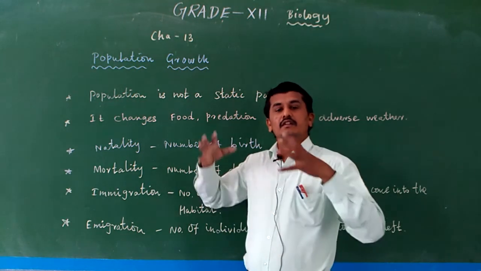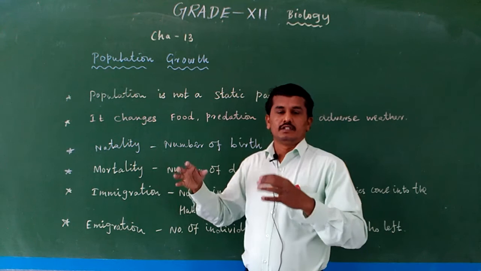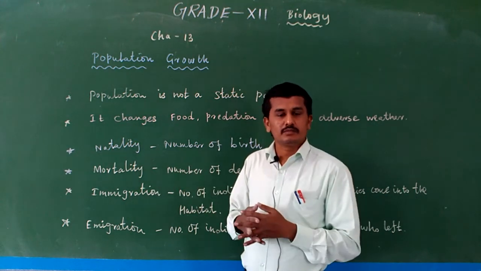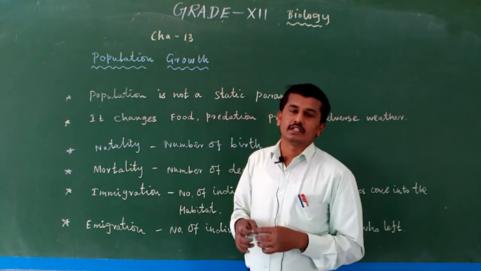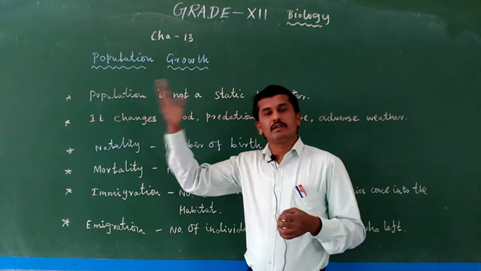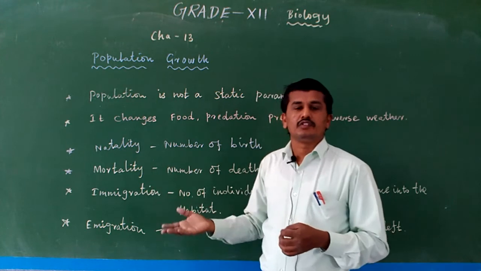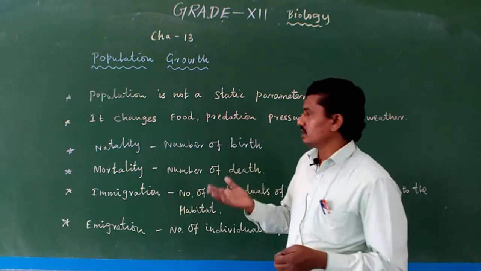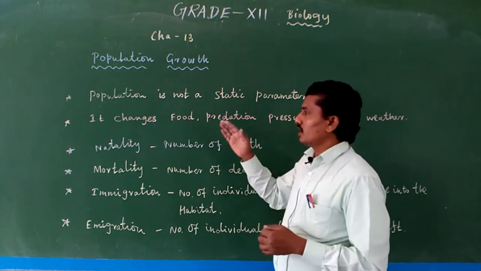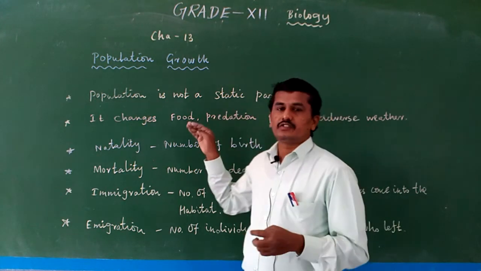Okay, so normally we do something so that the population of one organism may be decreased or increased. In nature, it may happen in a different way: due to season it may increase, or due to adverse weather it may increase or decrease. So these are all the changes in the population.